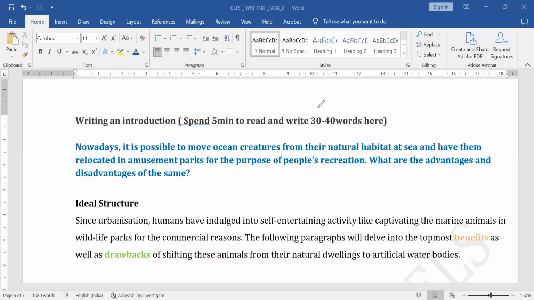Any questions? Ask me now. Is it going on in your head? Sachin, Ashwini, are you able to understand? No, understood. Okay, all right.